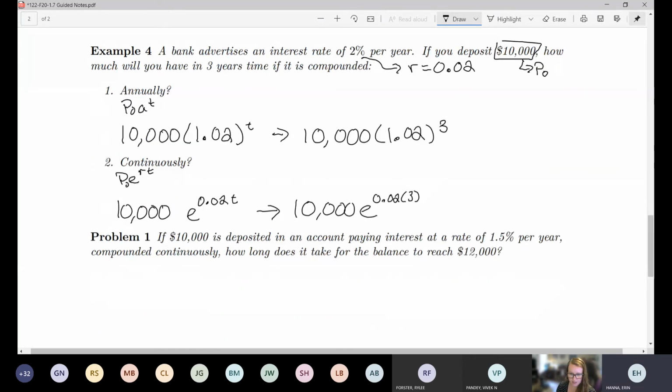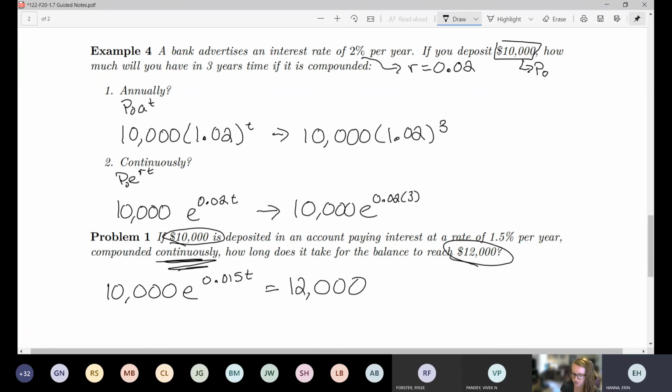And then the setup for the last one, and I'm not going to go through it exactly. You deposit 10,000, have an interest rate of 1.5% per year continuously. How long until you reach 12,000? Well, your equation you're working with is 10,000 e to the 0.015 t, and you want to set that equal to 12,000. So this would be a problem where you'd have to use the natural log to solve for it. So that's a setup for all of those.